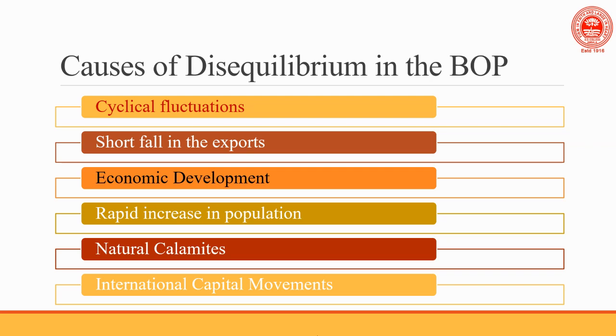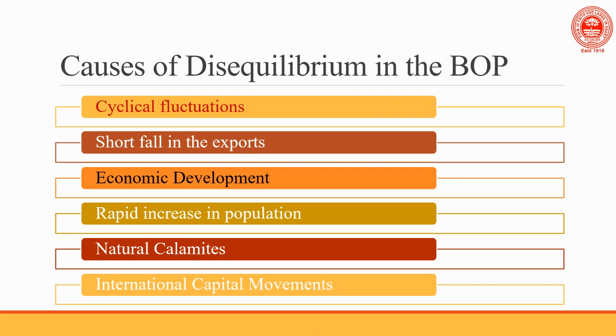Then there might be some kind of shortfall in the exports. For example, if by chance a nation is hit by any kind of natural calamity, in that case the country will not be able to produce the product in sufficient quantity, and will not have sufficient quantity for exporting. Another cause of disequilibrium could be the economic development, that is, the different policies adopted by different nations might be a reason for increase or decrease in the exports or imports of a country.